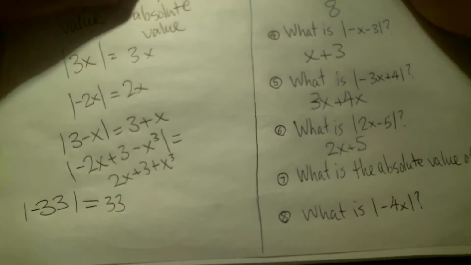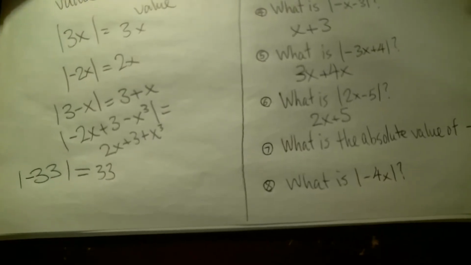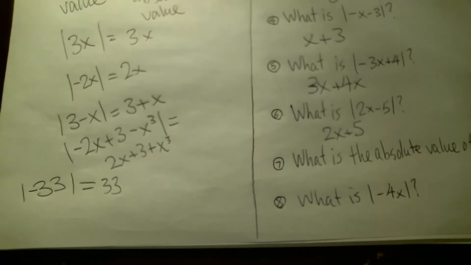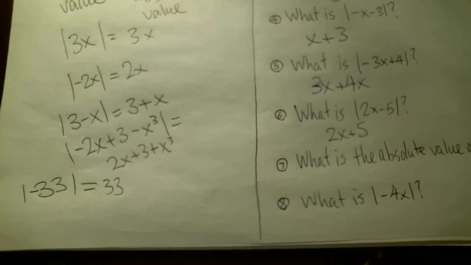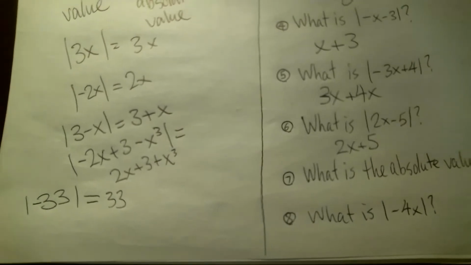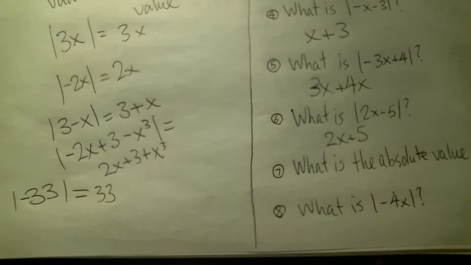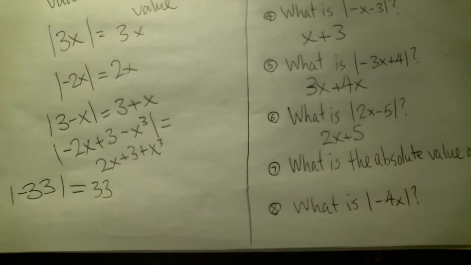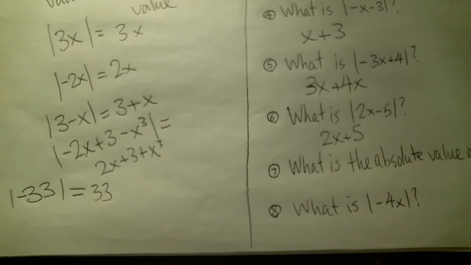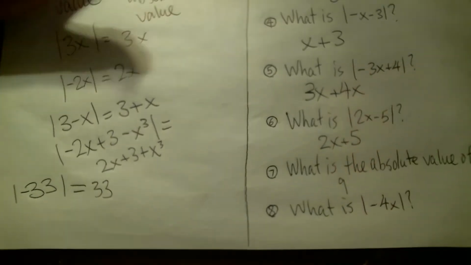Alright, let's do the seventh one, which asks: what is the absolute value of negative 9? This one just deals with a numerical value instead of one with a variable. So we would solve that by changing the negative sign into a positive. So this one we would just change into a 9.